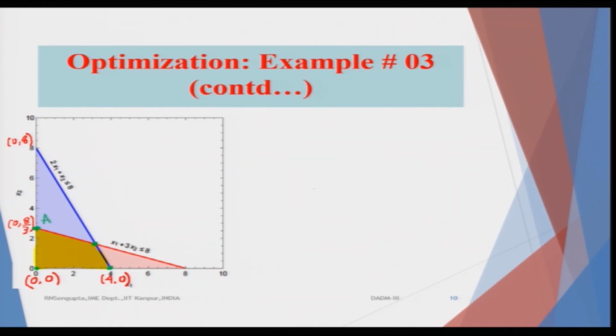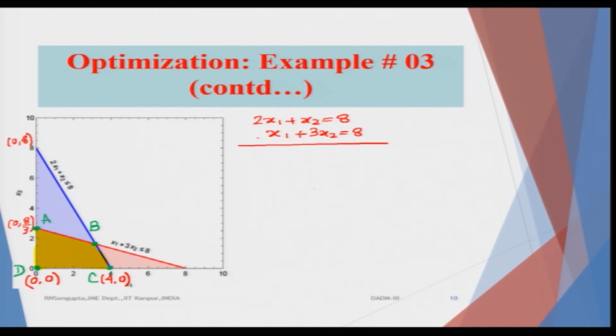This is A, I will go in a clockwise direction. This I will mark as B, this I will mark as C, this I will mark as D. So, our search will be only inside A, B, C, D. So, let me solve the equations. So, you have 2x1 plus x2 is equal to 8 and x1 plus 3x2 is equal to 8.